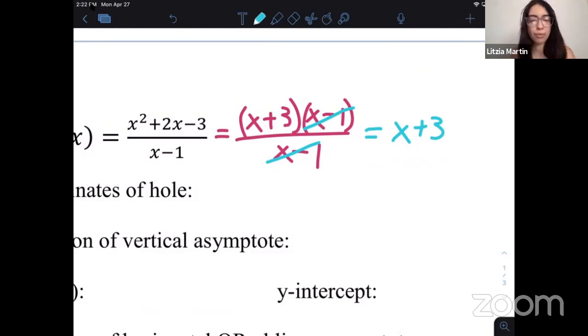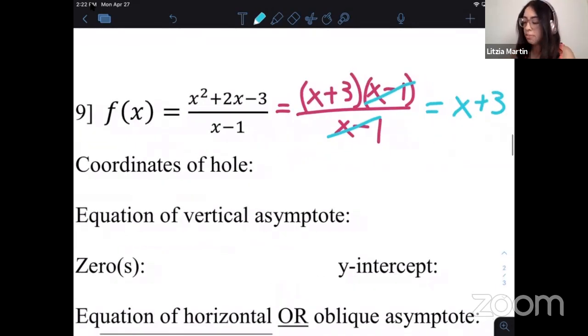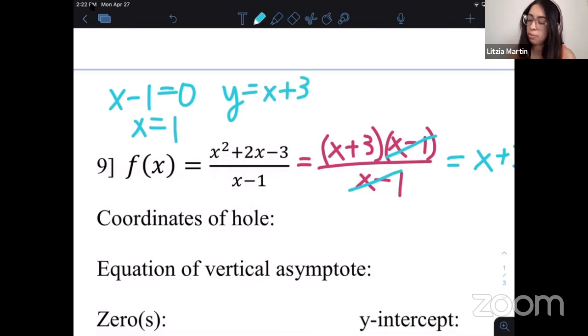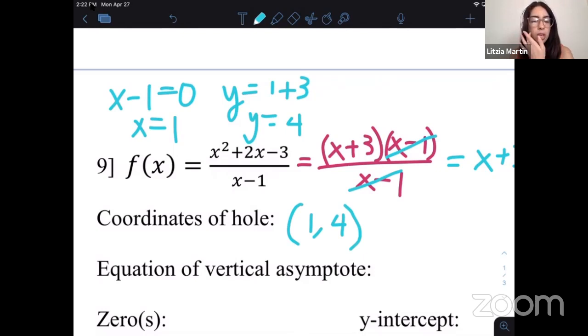So the hole, we can find where that hole is. I'm just going to take x minus 1, set that to 0 since that's what I canceled. So x is equal to 1, and then we plug that into the equation of the line, or the simplified part there. So I can plug in 1, so that means y is equal to 4. So we have a hole at 1, 4.